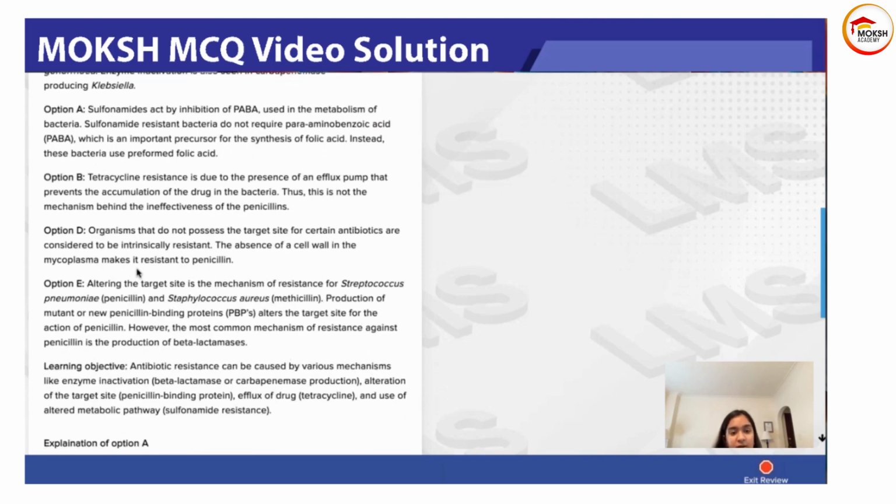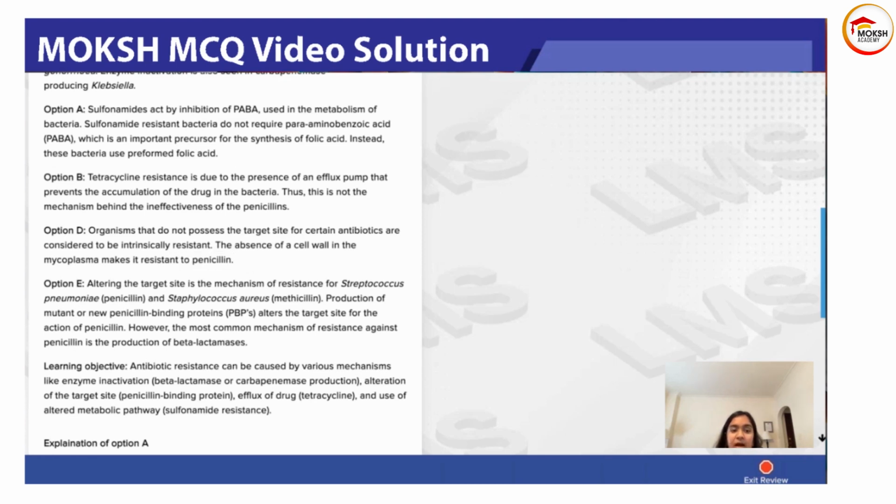Organisms that do not possess the target site for certain antibiotics are considered to be intrinsically resistant. So the absence of a cell wall in Mycoplasma makes it resistant to penicillin. We all know that Mycoplasma does not have a cell wall, and the treatment of Mycoplasma is with azithromycin. The reason we use azithromycin is because Mycoplasma doesn't have the peptidoglycan cell wall, which is the main site of action of the penicillins.